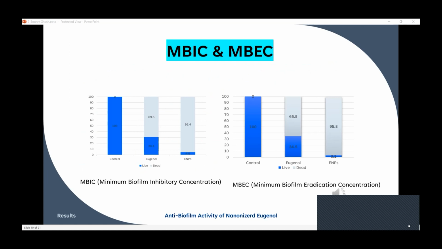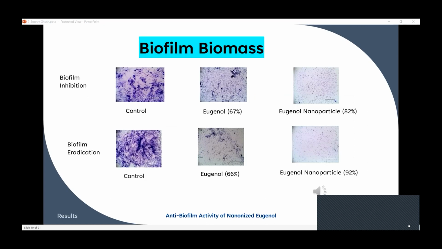MBIC is defined as the lowest concentration of any drug which causes more than 90% inhibition of biofilm formation. Inhibition is measured in terms of bacterial viability. Eugenol nanoparticle shows more than 95% inhibition here, as well as MBEC is defined as the lowest concentration of any drug which eradicates more than 90% of pre-established biofilm. And in this result, eugenol nanoparticle eradicates more than 90% of pre-established biofilm.